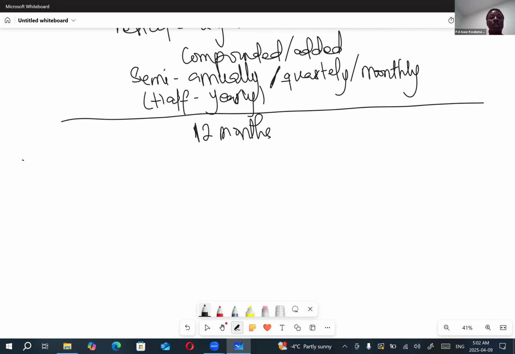1/4. Everybody knows a quarter. So if you are saying the interest is added every quarter, you have to investigate what is a quarter of a year. So 1/4 of what? 12 months. A year is 12 months, right? This is how you look for it. So a year is 12 months.